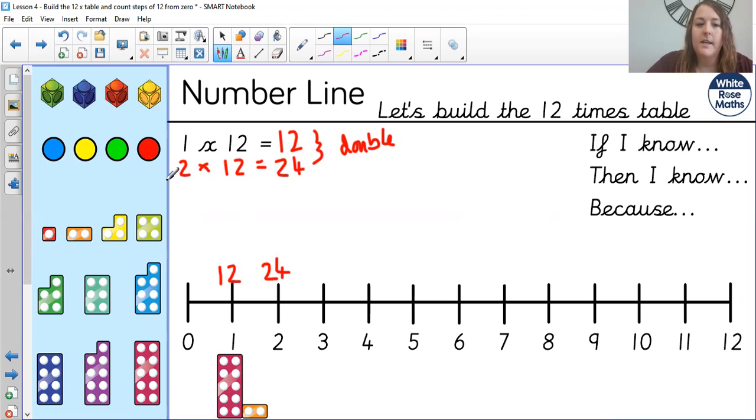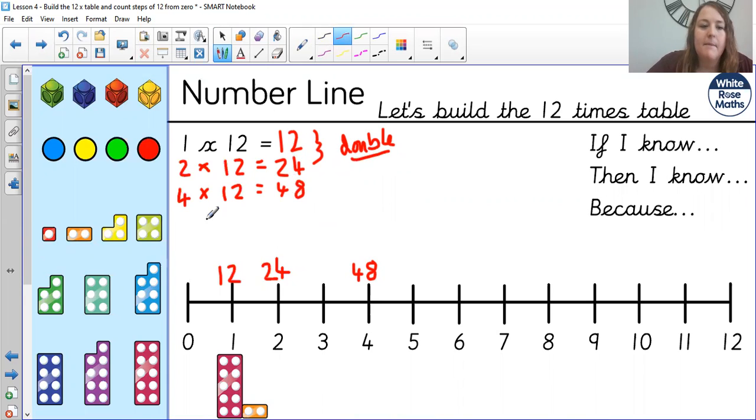So if I know 2 times 12, then I know 4 times 12. And it's the exact same reason. It is because I am doubling, so still doubling up here. So I'm going to double 4, which gives me 8. And I'm going to double 2, or the 20, which will give me 4, or 40. So I can now pop 48 onto my 4 times 12, onto my number line.